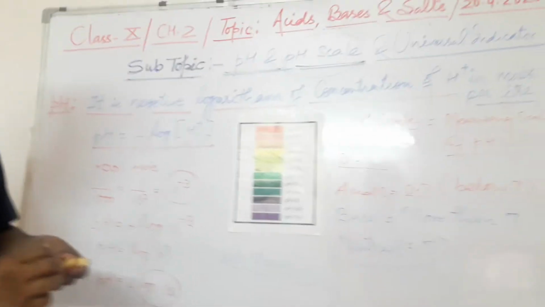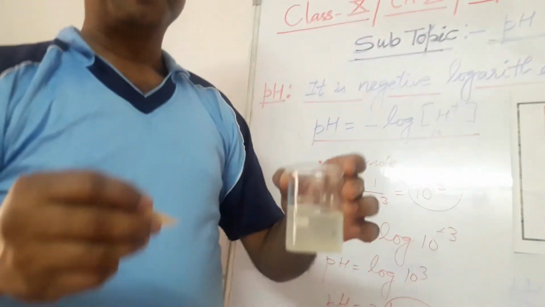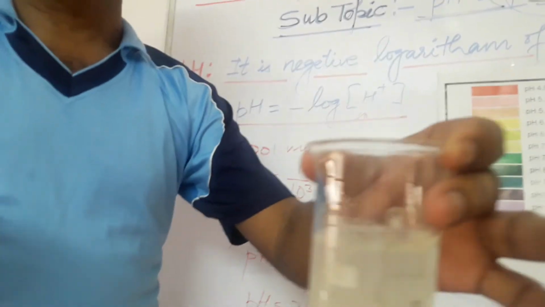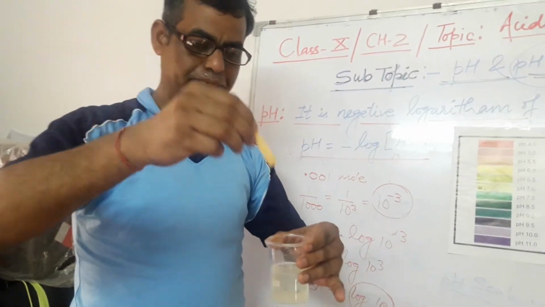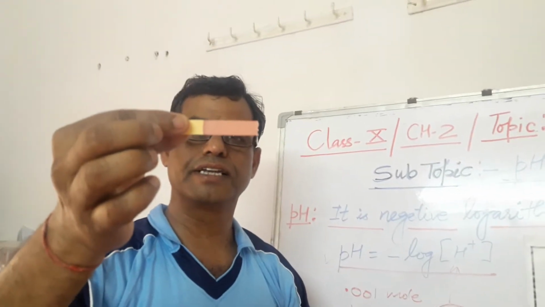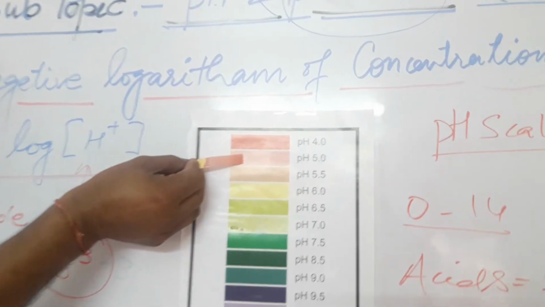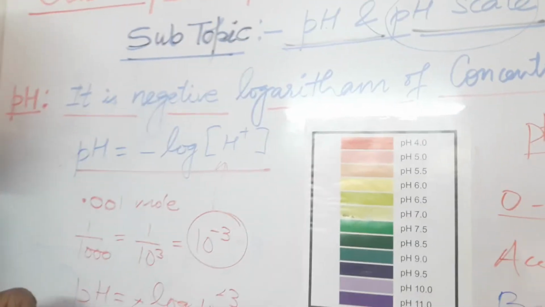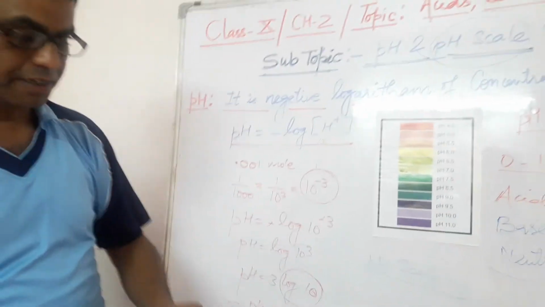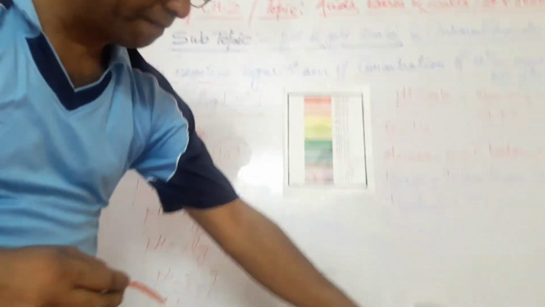Now the second one, we have lemon juice. Again I am taking a strip. This one is lemon juice. Now I am dipping the strip into this lemon juice. As we are observing, the color has changed. Now we will match this with the chart. It is matching with this one. It means the pH of this is below 7, approximately 5. So by this universal indicator we have checked the pH of the lemon solution.